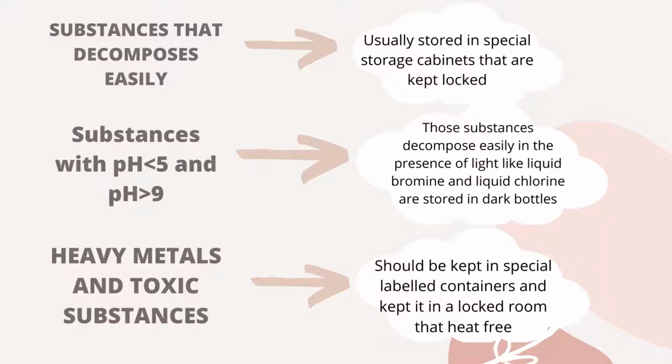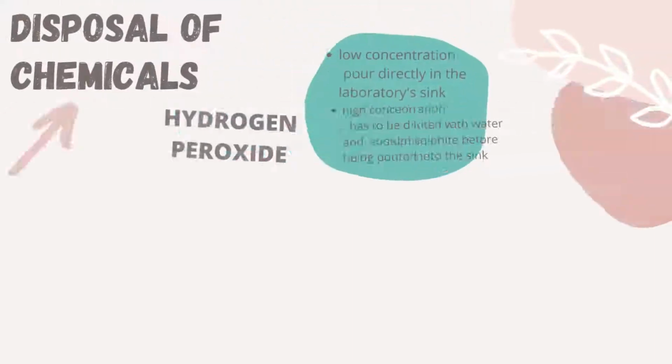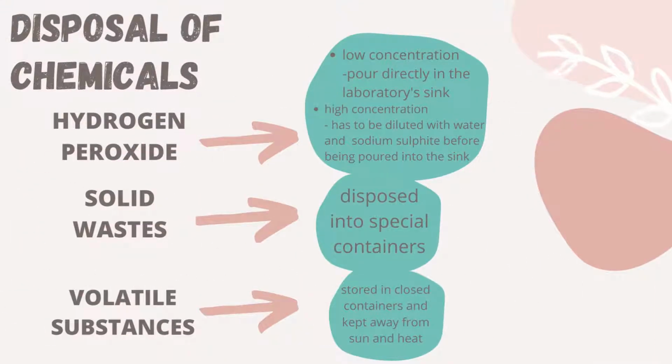are stored in dark bottles. Heavy metals and toxic substances should be kept in special labeled containers and kept in a locked room, heat-free. And for disposal of chemicals, for hydrogen peroxide, for low concentration, pour it directly in the laboratory sink. For high concentration, it has to be diluted with water and sodium sulfide before being poured into the sink. Solid waste can be disposed of into special containers.